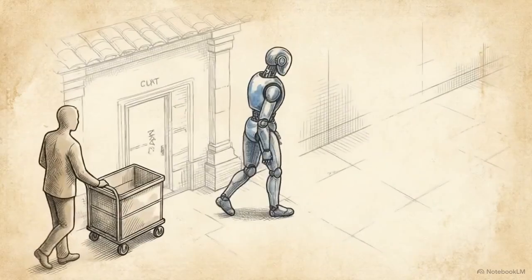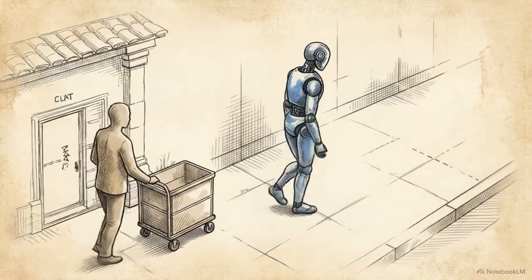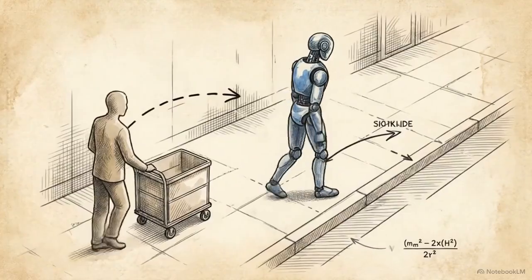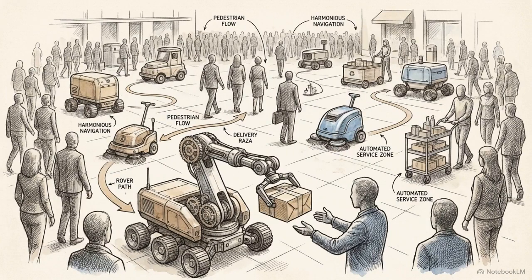The trajectory of robotics is shifting from machines that require a customized world toward machines that can understand our world. By prioritizing the ability to perceive, plan, and act, the field is transitioning from specialized factory tools into intelligent agents capable of navigating human environments.